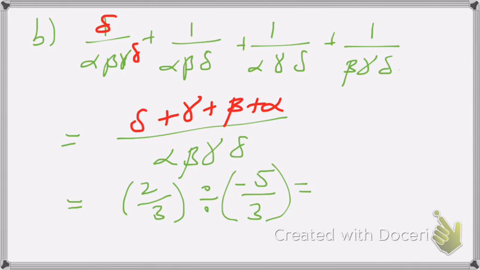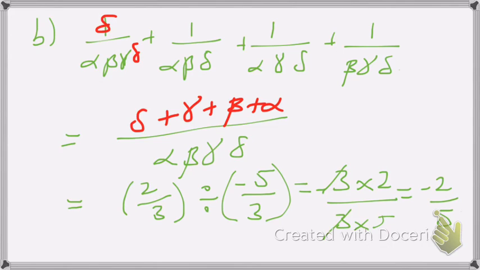So what's that going to be? Keep flip change. The minus, see you later 3's, so it will be minus 2/5.